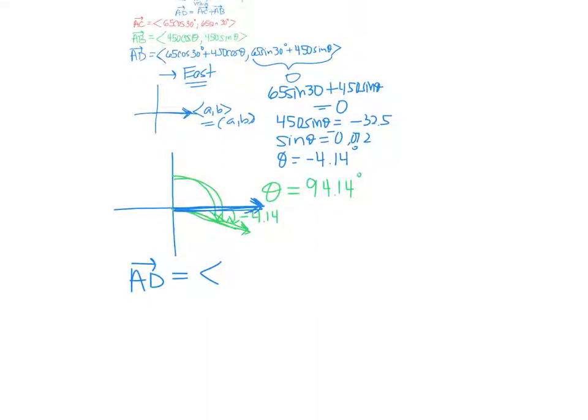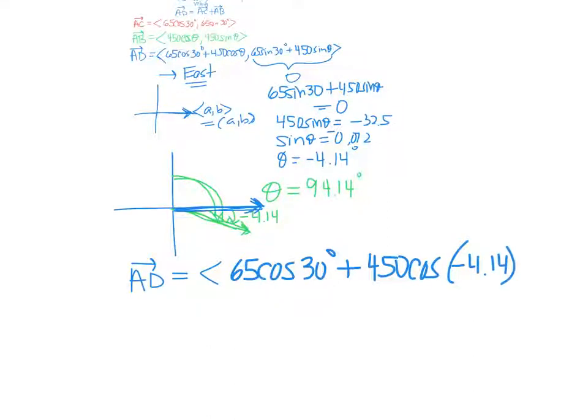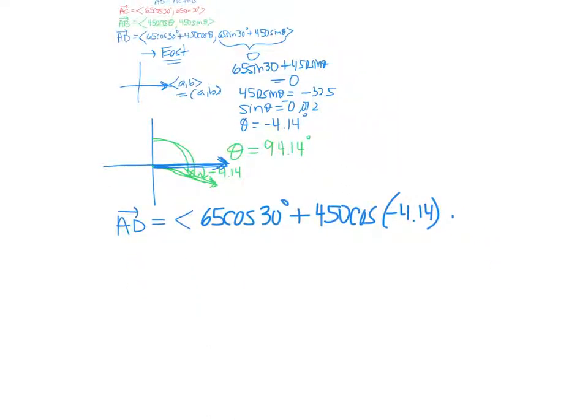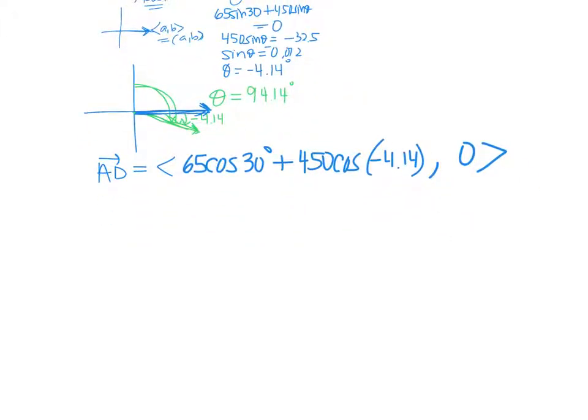Do you want me to write it out again? Yeah? It's 65, and you can put this in your calculator, cosine 30 degrees plus 450 times the cosine of negative 4.14. And then remember what the other component was? Zero. Perfect. Okay, so let's go ahead and figure out what that is, because that looks like a big old mess there.